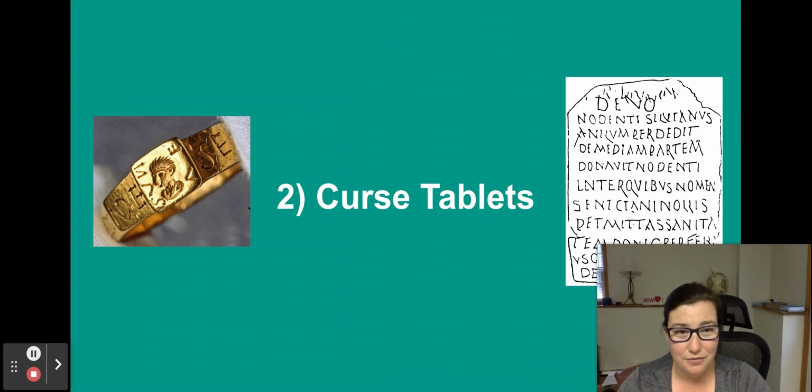Another interesting place to find resources like this are curse tablets. This is one of my favorite. In fact, this story may have inspired Tolkien in the story of the rings. A ring was found in the 1700s in a field, and this was a gold 10-sided ring. Here you can see it says Sunve on it, and that Sunve is backwards Venus, just like Roma is Amor, which I think is kind of fun.